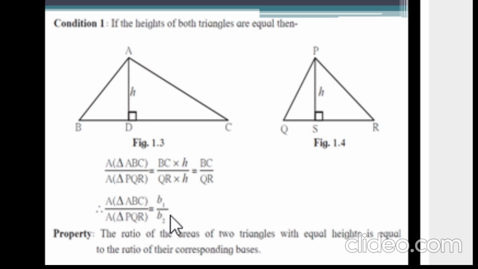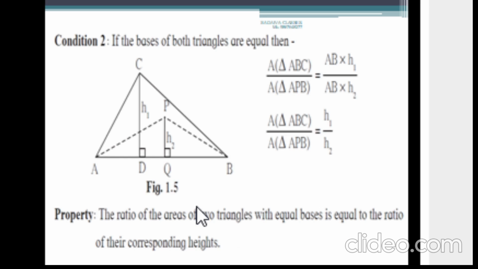So you get a property that the ratio of the areas of two triangles with equal heights is equal to the ratio of their corresponding bases. If the height is equal, then the ratio of the areas of two triangles is equal to the ratio of their corresponding bases, B1 upon B2.